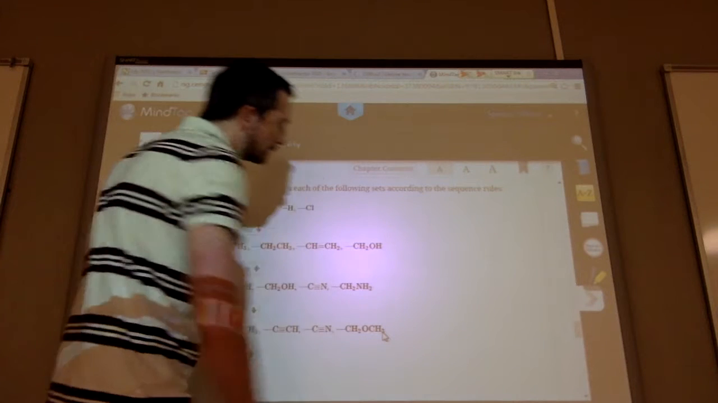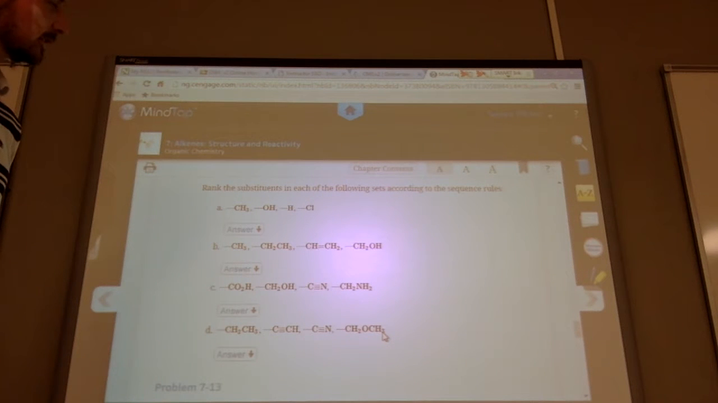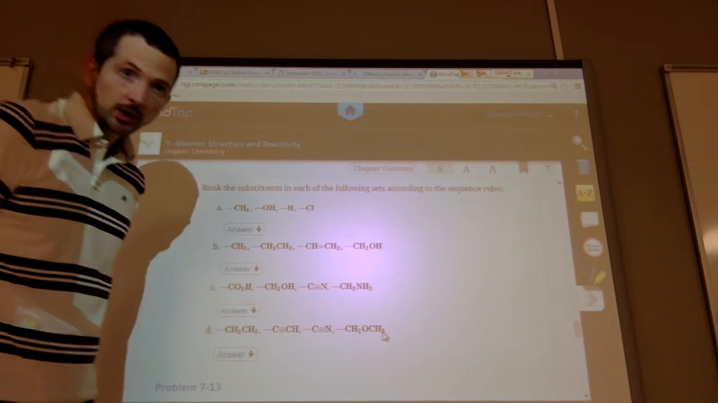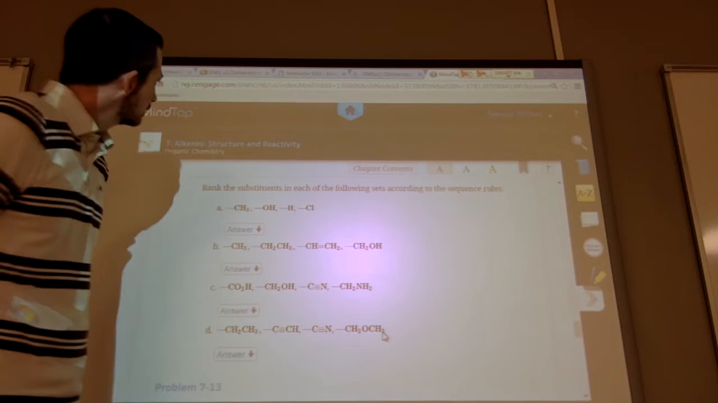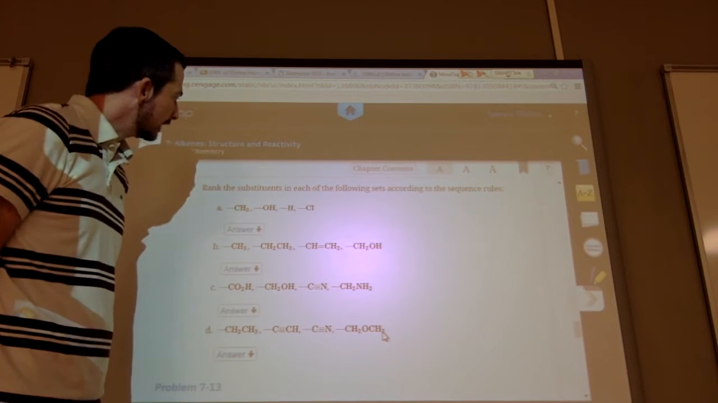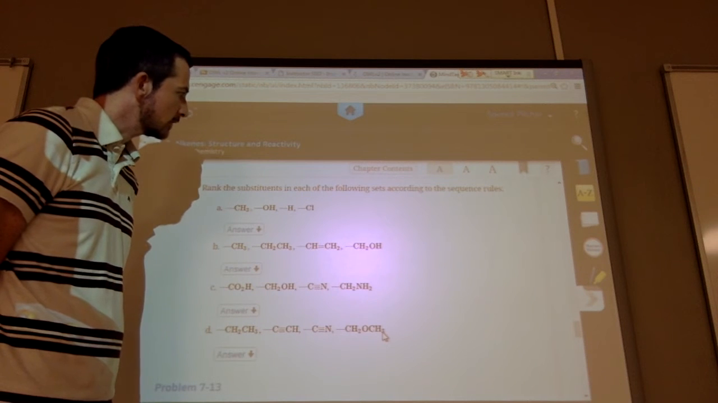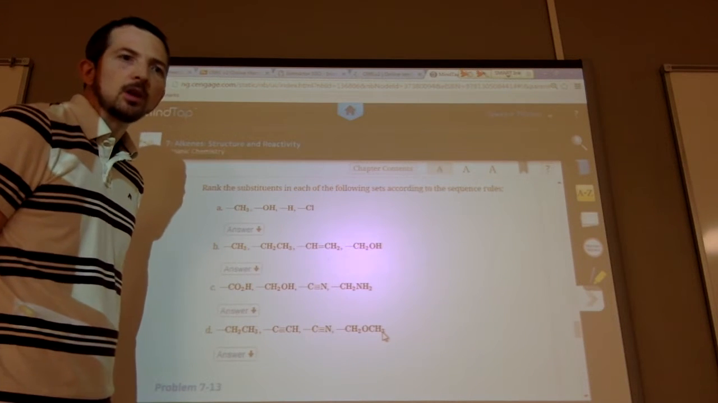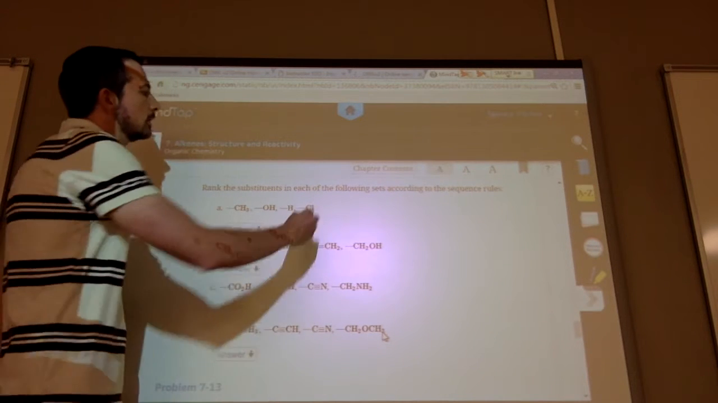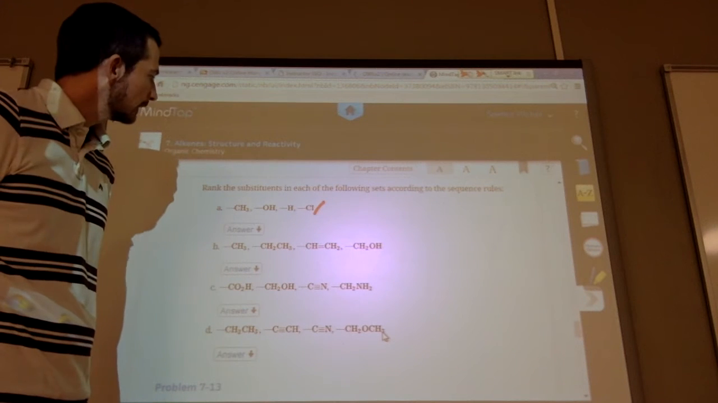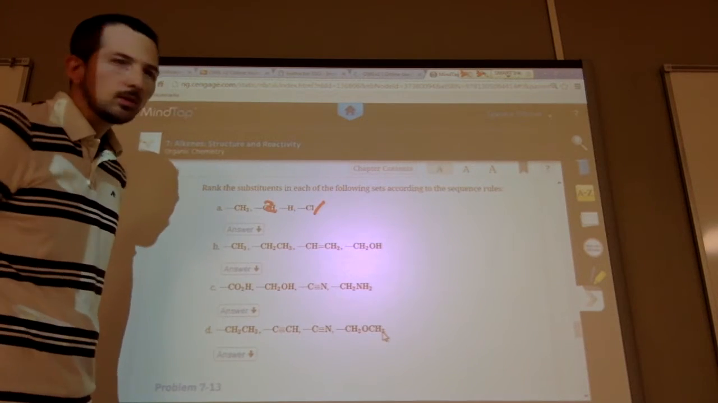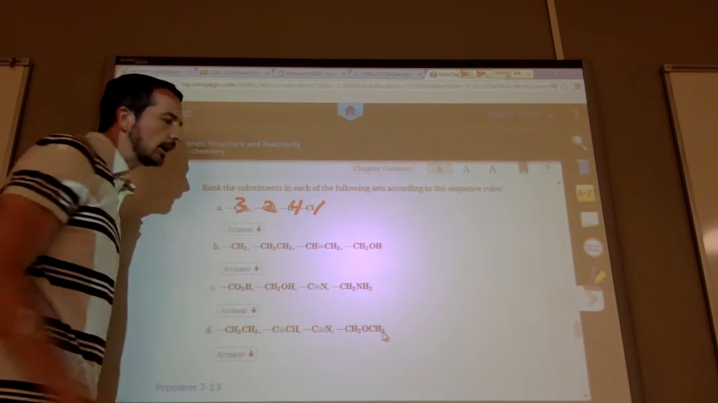Go ahead and look at a few of these. It says rank the substituents in each of the following sets according to the sequence rules. So I'm going to label my highest priority as 1. It's the same thing we did when we did R and S configurations. So I'll look at this. I have carbon, oxygen, hydrogen, or chlorine. So I go to the periodic table and look at all these atoms. See, chlorine has a higher atomic number, so it's 1. Then I look at oxygen, carbon, hydrogen. So oxygen would be 2, carbon 3, hydrogen 4.